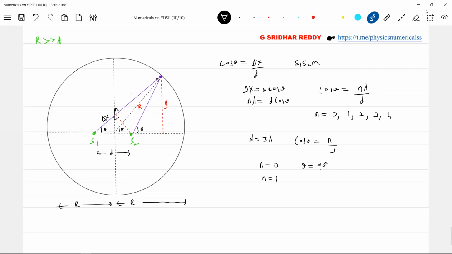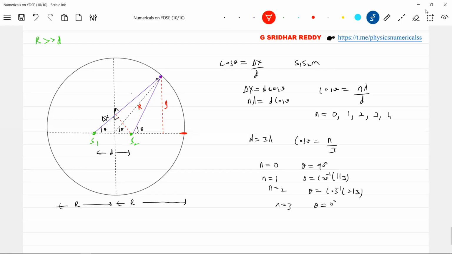Put n equal to 1. So theta equals cos inverse of 1 by 3. We'll measure one maxima. What is this theta? Don't do this one; take this as the reference. This is the angular position. Then put n equal to 2: cos inverse of 2 by 3. Put n equal to 3: theta equal to 0. So how many maximas? Where all can I locate maxima?